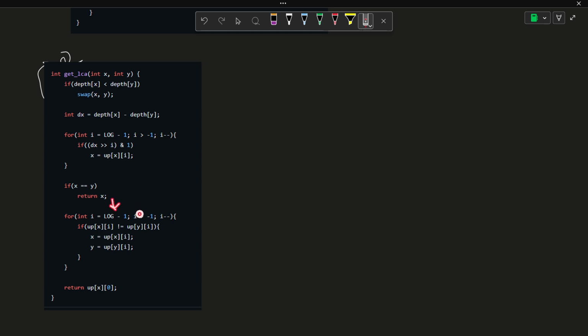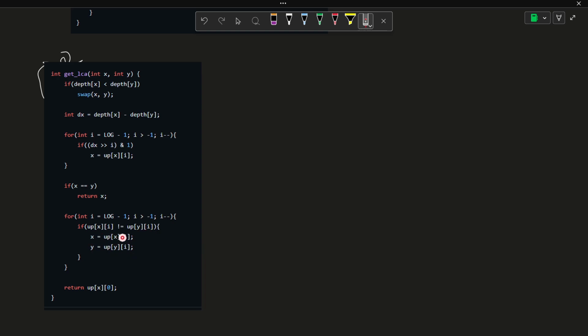Now if they are not same, that means I still have to move them upwards. So I'm figuring out all the powers starting from log minus 1 till greater than minus 1 and doing i minus minus. If up of x of i is not equal to up of y of i, that means if they are not reaching the same node in this particular power of 2 to the power i, I already explained, if they become same, that means they have crossed the lowest common ancestor. So only if they are not same, I am going to move x and y upwards both 2 to the power i times.